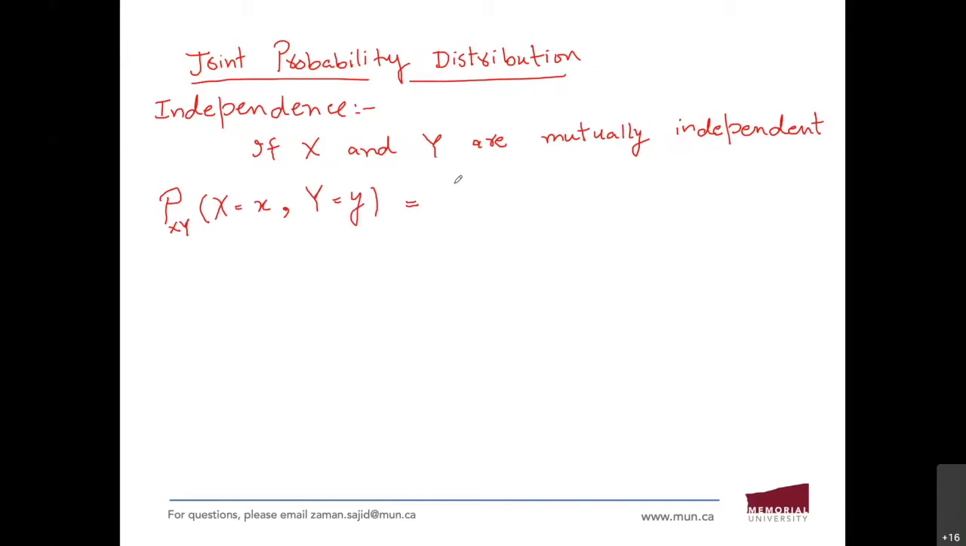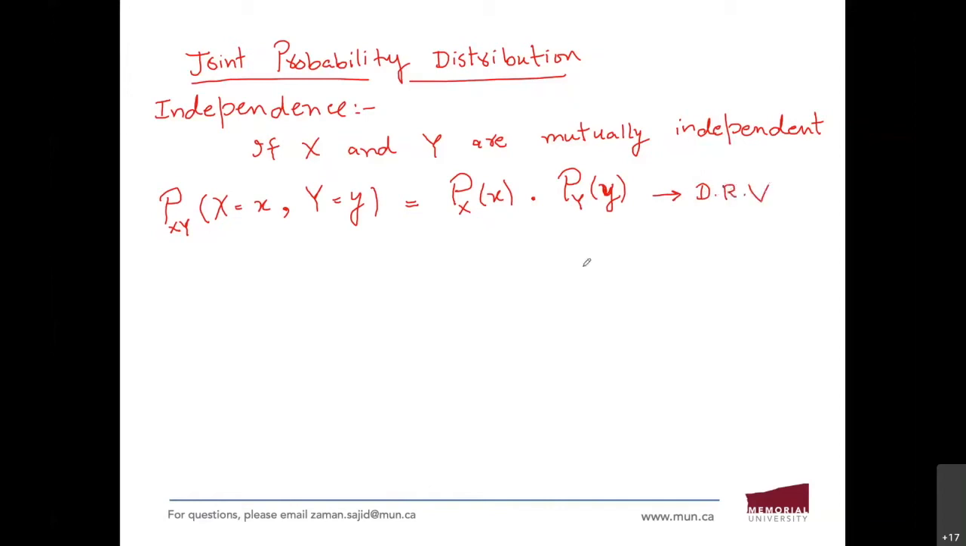The first one is P of x, and then we multiply it by the probability of your second variable, which is P of y. So if x and y are mutually independent, the joint probability distribution P of x of y becomes the product of two probabilities. Now this is for your discrete random variable.